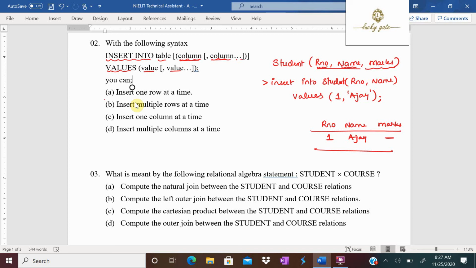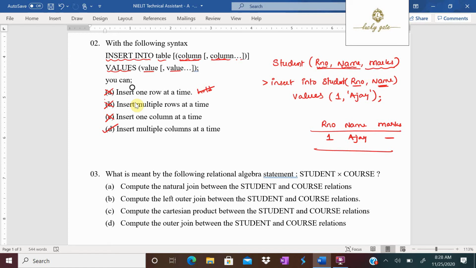Now tell me, first option, insert one row at a time. Okay, it is inserting one row, but is it in all attributes? No, just some attributes. Insert multiple rows, it is absolutely wrong. With this query, we are inserting only one row at a time. Insert one column at a time, it is also absolutely wrong because we are going to insert more than one column. Option D, insert multiple columns at a time. Yes, true. I'm inserting two columns at one time, but not the entire row. That's why I'm saying option A is incorrect. So the answer for this question is option D.